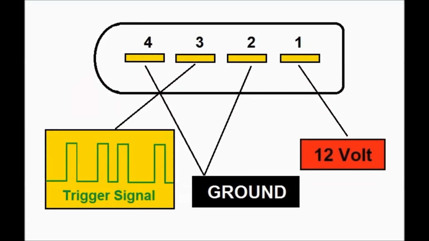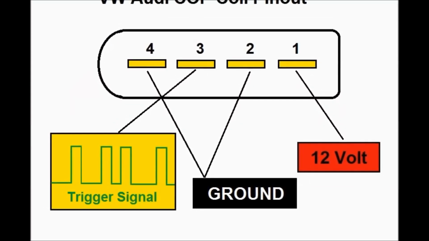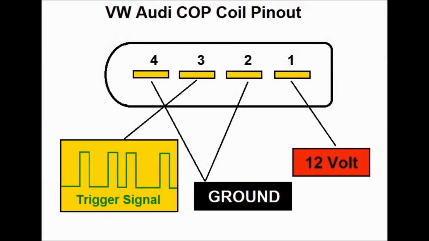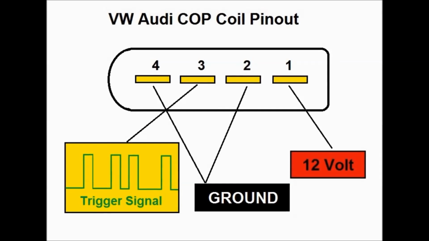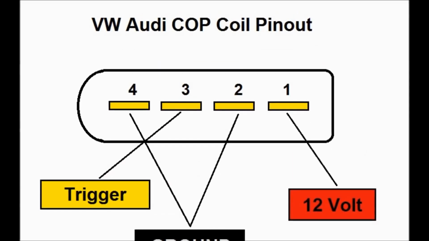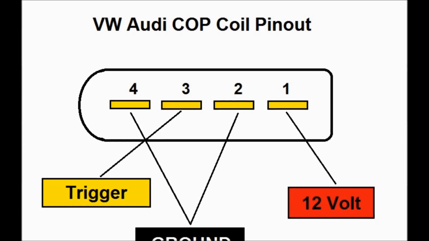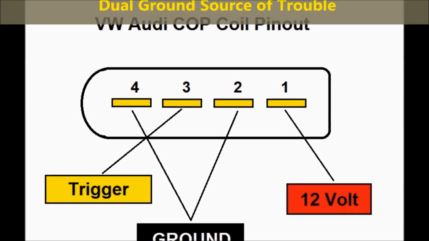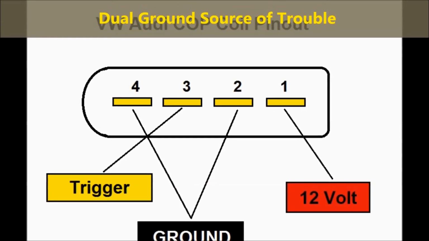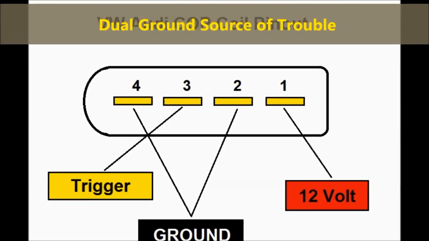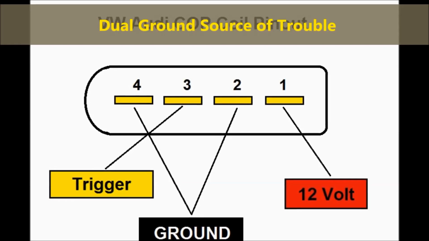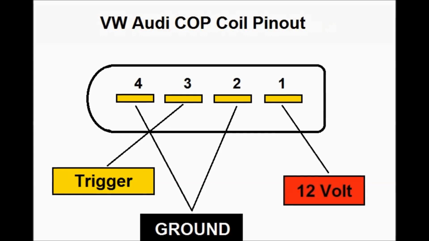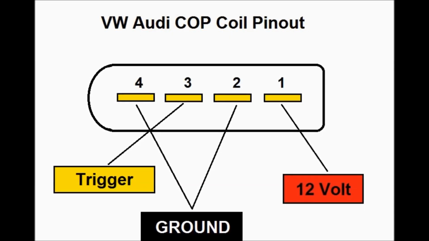On screen now, you can see the pinout for this particular coil, VW Audi units. Pin number one is always 12 volt steady. This is probably coming from the ignition switch via a relay. Pins number 2 and 4 are ground. No big deal in there. They have to be grounded properly, and this is a problem with these coils. You may lose one of the grounds and not the other ground, and it's going to give you trouble.